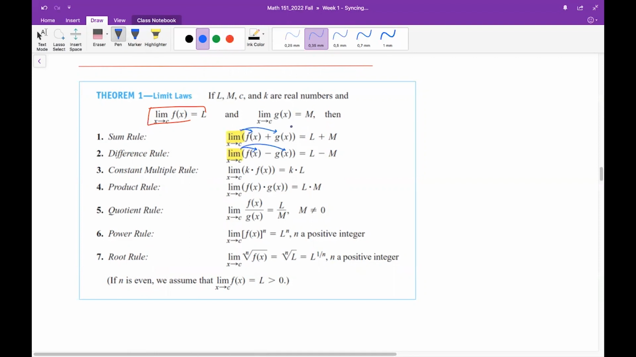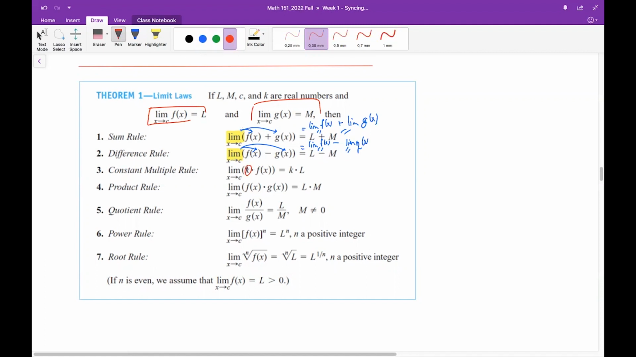So evaluating the limit of a sum of 2 functions is the same as evaluating the limits first and then summing up the results like this. This is L, this is M, okay? So the limit respects addition, and similarly, you can evaluate the limit of the difference of 2 functions by just distributing the limit over the difference like this. So this is L, this is M, the result is L minus M.